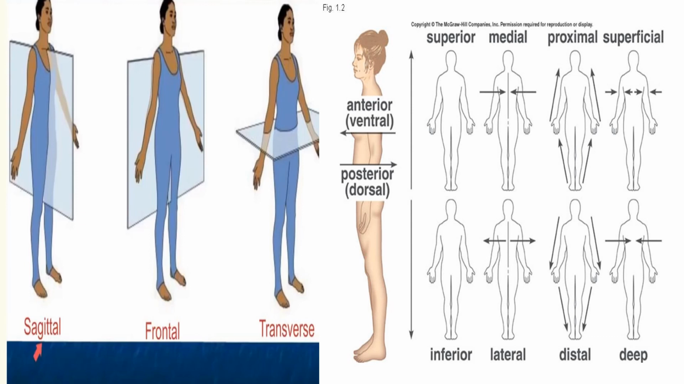And as I said, anterior or ventral is the front of something. Posterior or dorsal is at the back. And then I got some examples of other different directional meanings here. You can kind of look at them in your spare time.